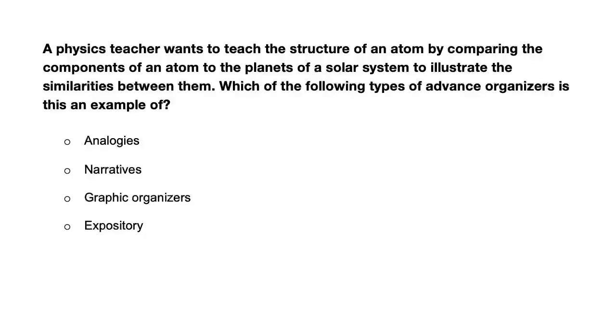A physics teacher wants to teach the structure of an atom by comparing the components of an atom to the planets of a solar system to illustrate the similarities between them. Which of the following types of advanced organizers is this an example of? Would it be analogies, narratives, graphic organizers, or expository?